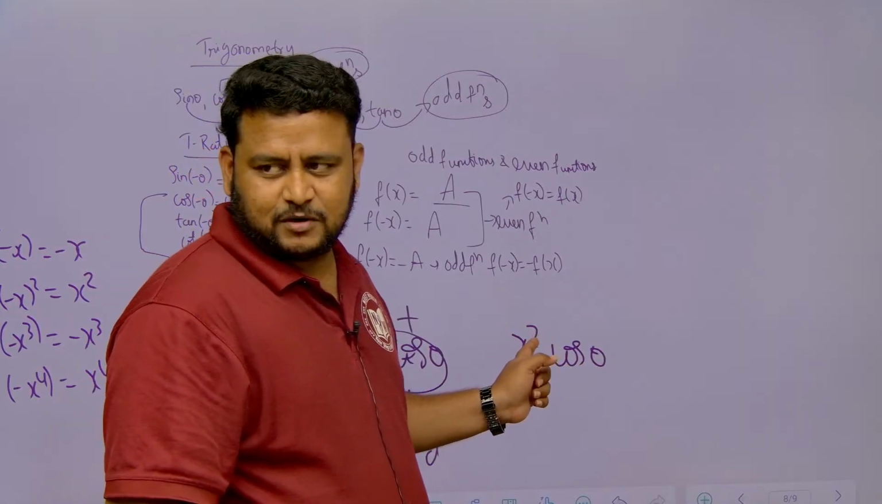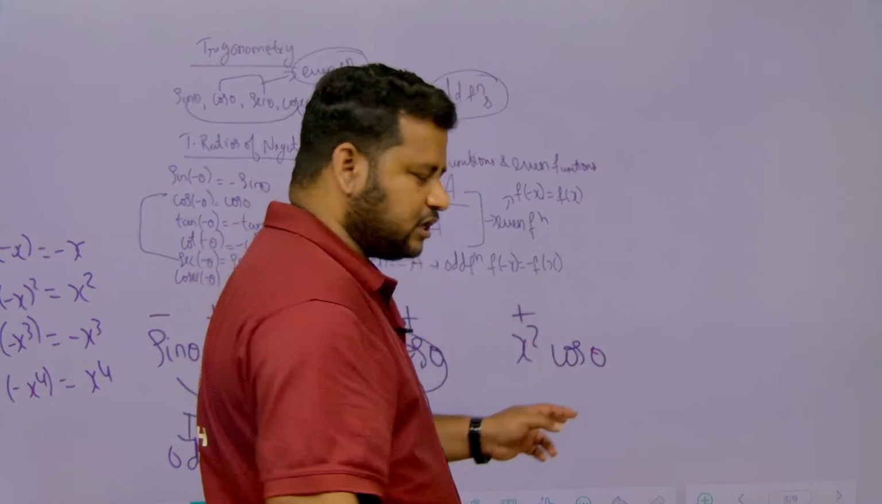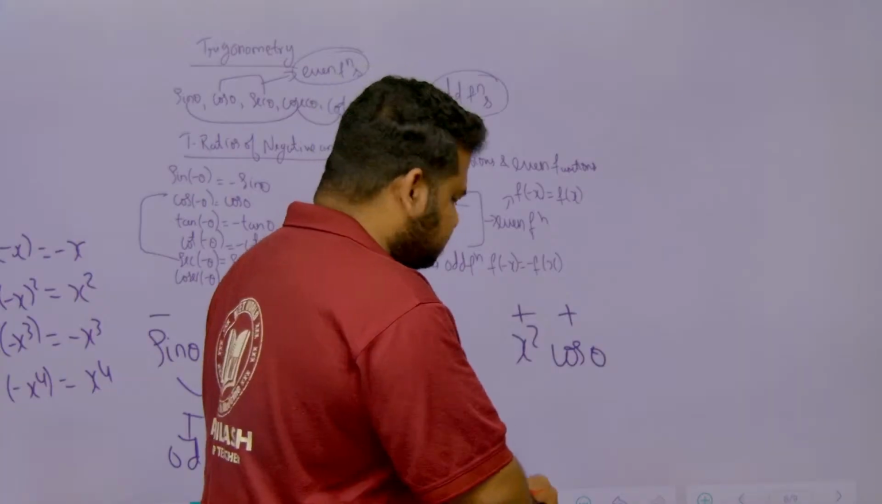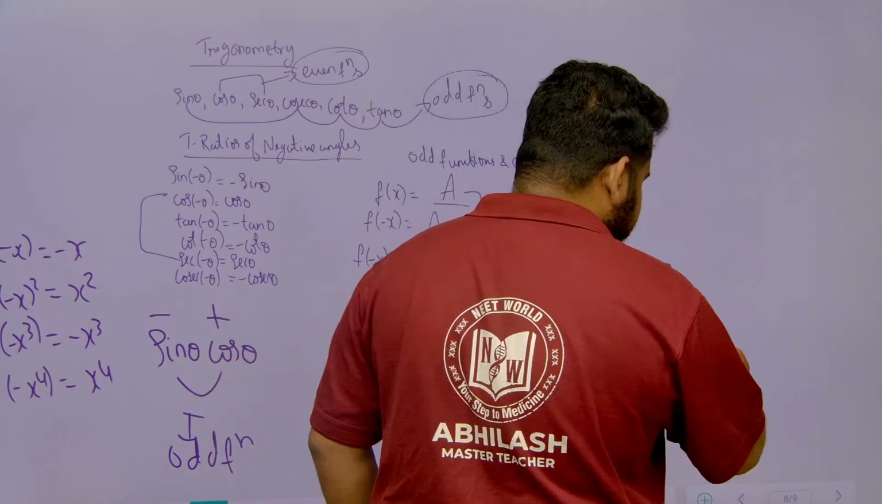Now see, x square is even. X to the power of 2, even means the function is also even. So this is even plus cos theta is even. So plus into plus is plus only. So we will get even function. If I write x into sin theta, what happens?